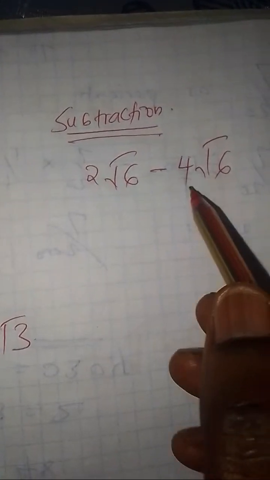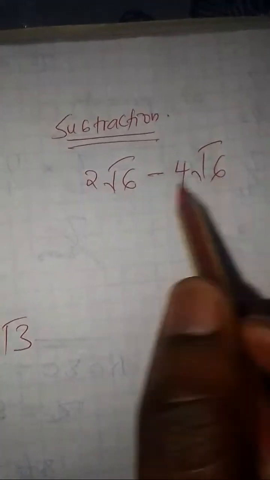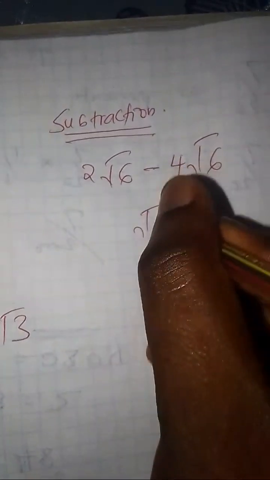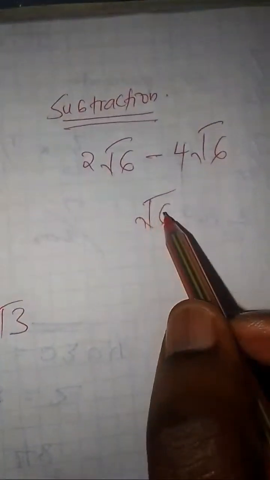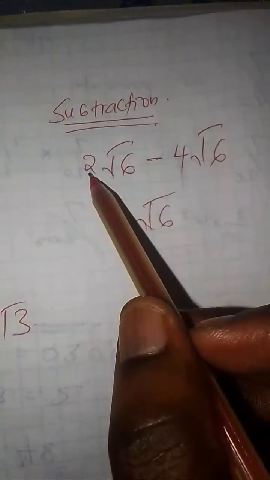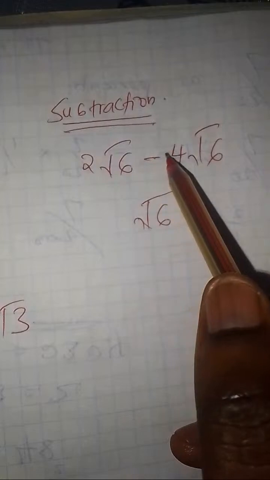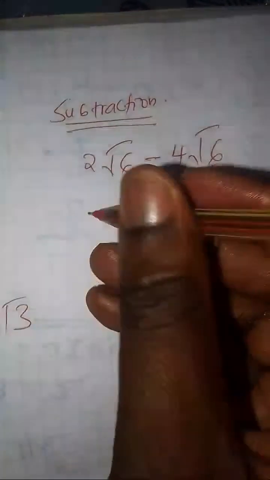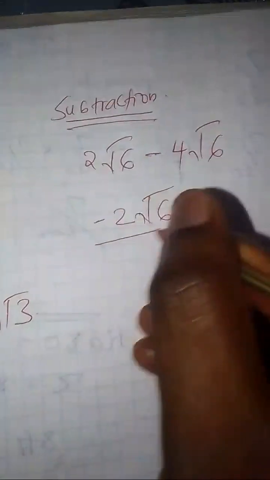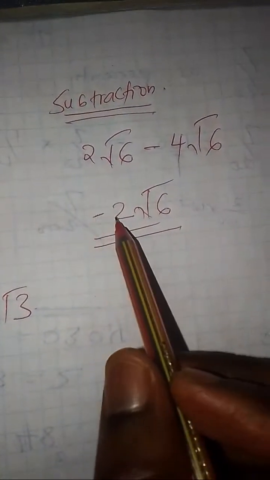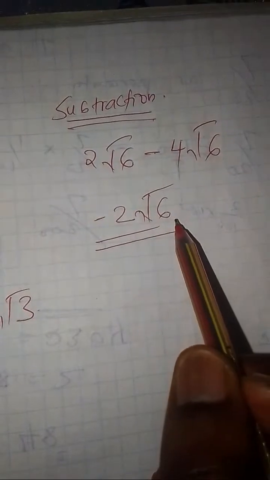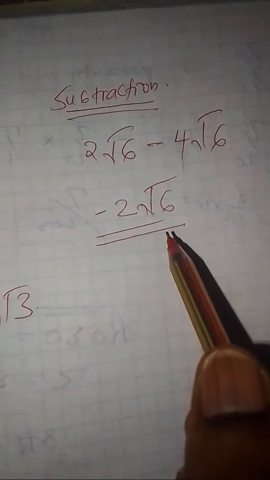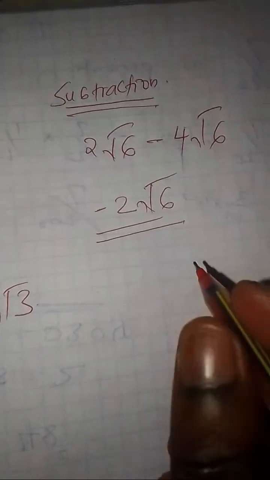So what we have to check is the roots are the same. So we just have root 6 because root 6 is the same. Now we shall have 2 subtract from 4, the numbers outside the root. And the answer is minus 2. So the answer is minus 2 root 6. They're very, very easy numbers.